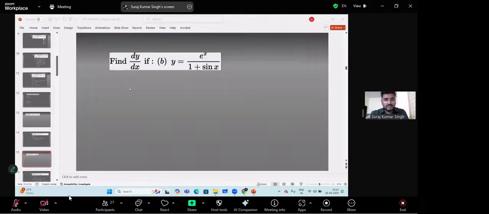So here I told again e to the power x by 1 plus sin x, how can you give the answer directly? 1 plus sin x into e to the power x minus e to the power x into cos x, by 1 plus sin x whole square.